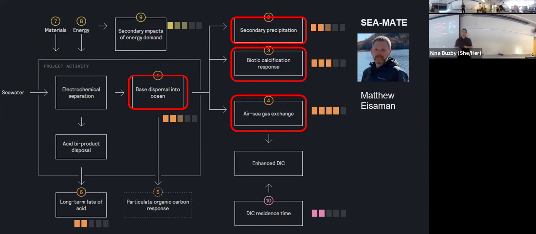Biotic calcification response, we'll talk about that more later, but the idea is that if you mitigate ocean acidification, you might encourage organisms to form more shells and hard parts out of calcium carbonate, and that could be a negative feedback on alkalinity. Air-to-sea gas exchange is the idea that it takes 1 to 12 months for that water to pick up the extra CO2. If it loses contact with the surface during those 1 to 12 months, it won't pick up all the CO2 that it could. Then you're stuck with the ocean acidification mitigation, and you never replace that with carbon dioxide removal. I'm kind of okay with that, but the carbon bean counters would say that's a lost profit.